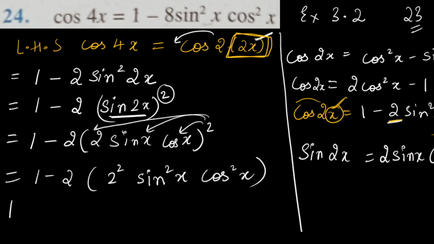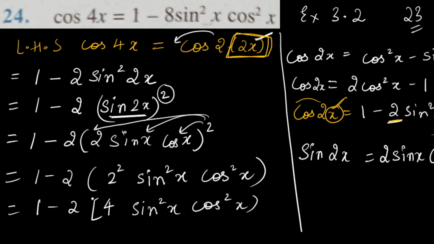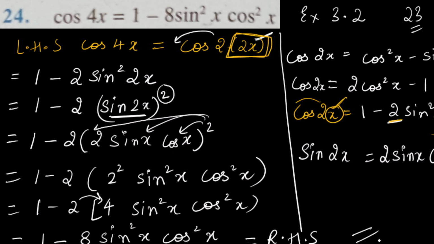So I can write now 1 minus 2. Let's just simplify this. So 2 square is 4, sine square x as it is, cos square x as it is. Now let's open the bracket. If we are opening the bracket, this 2 will get multiplied here. 1 minus 2 into 4 is 8. So sine square x and cos square x as it is, will come. This is our right hand side as well. So here we can say, hence proved.